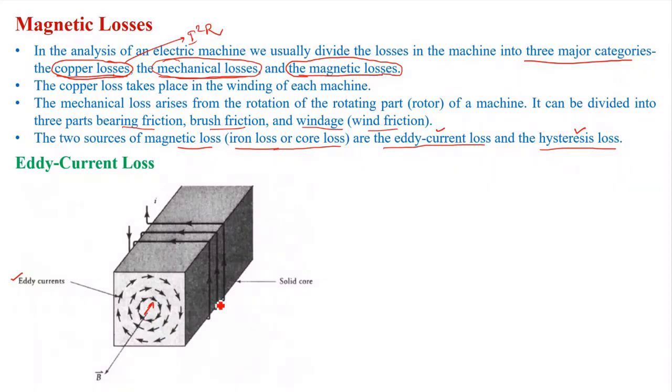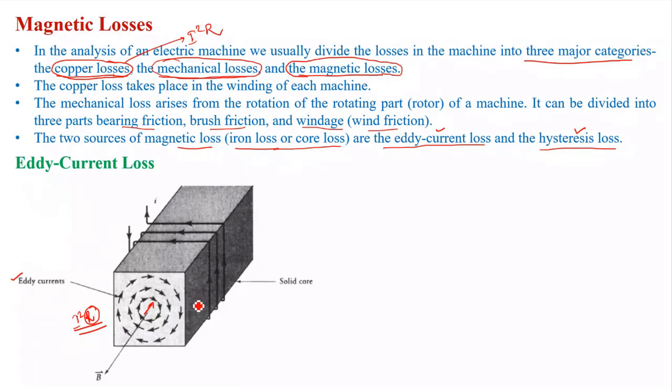And so because of this eddy current, when it flows in this material, it has a certain resistance, and therefore some loss occurs because of this eddy current. That we also call I square R loss. This R is the resistance to the path of the eddy current. So this gives us the eddy current loss.